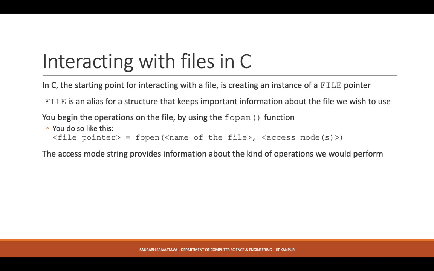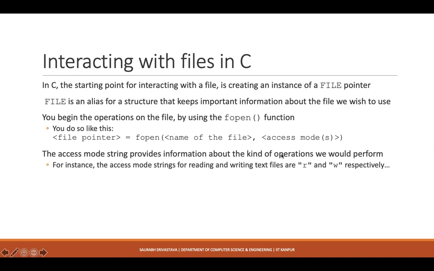This access mode string essentially talks about what kind of operations you are going to perform over this file. For example, if you want to just read or write a text file, the access mode string should be something like R or W, read or write. And if you are planning to open and read or write binary files, you should also add this B here. So by default R means text files, and RB means that this file is a binary file. WB again means that you are going to write to a binary file.